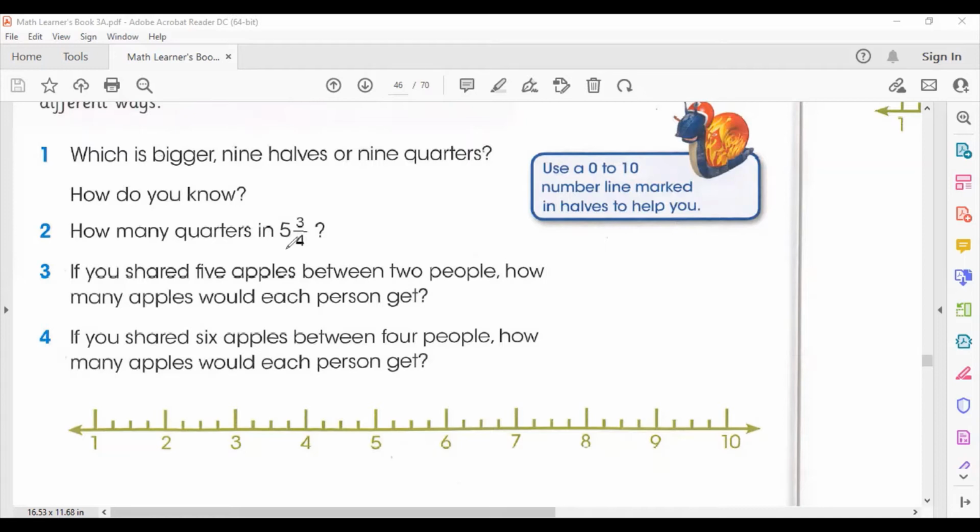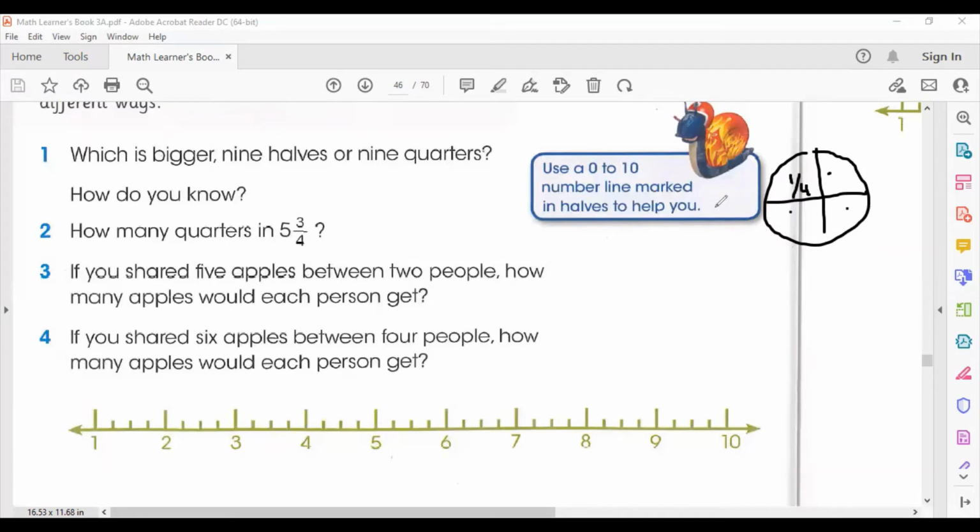Easy. This is a mixed number, so just change it into a fraction and you can get the quarters. For example, I'll give you a small example. If I want to find quarters, how many quarters are in a whole circle? There are 4 quarters, and each quarter equals 1 by 4. Why 1 by 4? Because we divide the whole circle into 4 equal parts, so each part equals 1 by 4.